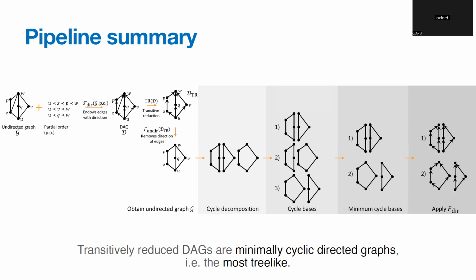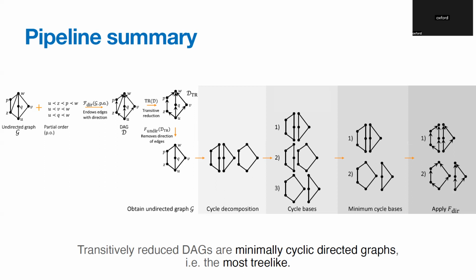So then we find the minimal cycle basis, and then we reapply the direction information, and now we can look at the properties of these cycles and essentially characterize the cyclic structure of transitively reduced cyclic graphs.